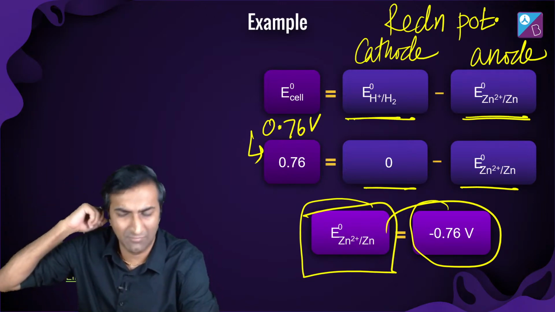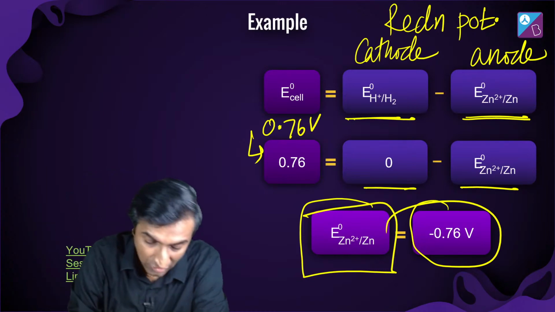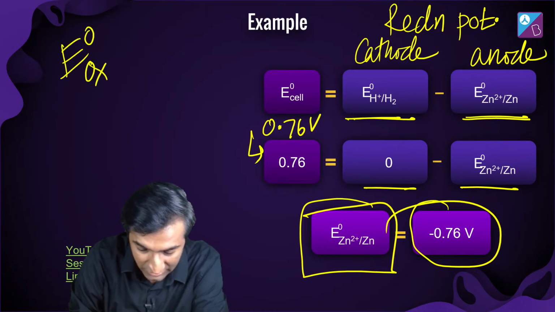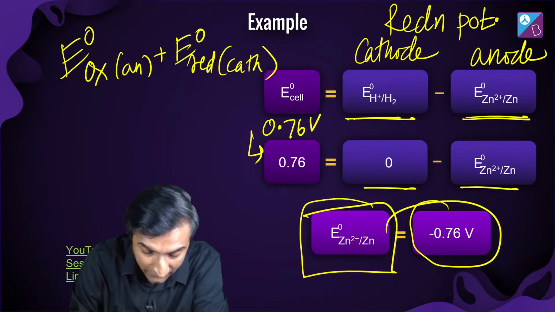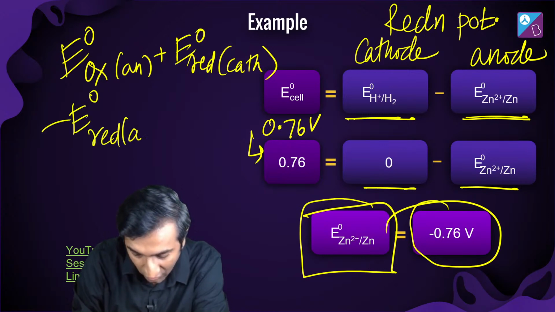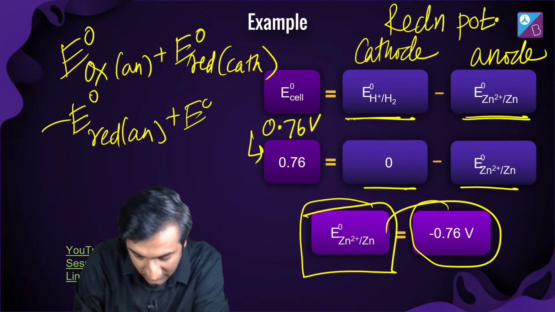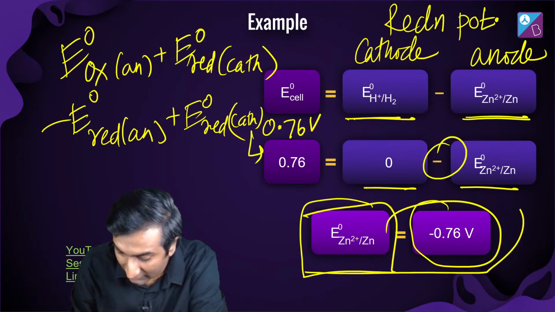Now I am telling you that the definition is this. I have told you the definition last time also, that in fact it is E naught oxidation of anode plus E naught reduction at cathode. Then what I did was, this is the same as minus E naught reduction at anode plus E naught reduction at cathode. This is what we did. Hence I have put a negative sign over here, and hence you get this value.